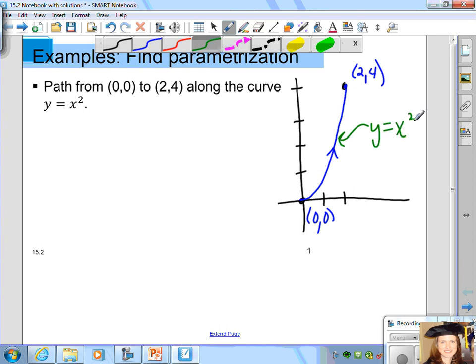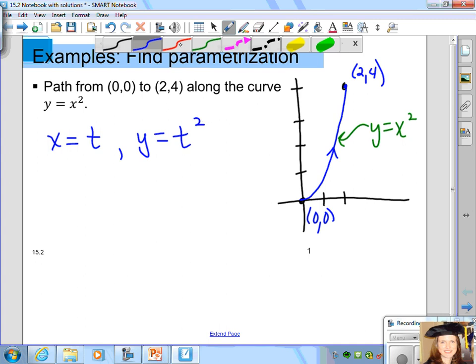Now there are many ways of coming up with a parametrization for the path, so it's not unique. One thing you can do is, the x is changing, and we can let the x equal t. So as t increases, this x is going to increase. And then if you're using the equation y is equal to x squared, and you've set x to equal t, then you can say y has to equal t squared.